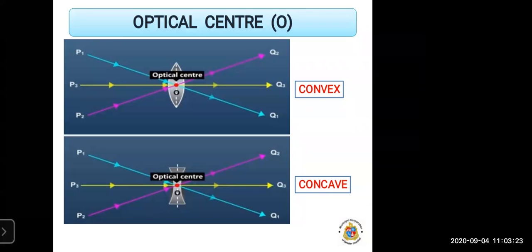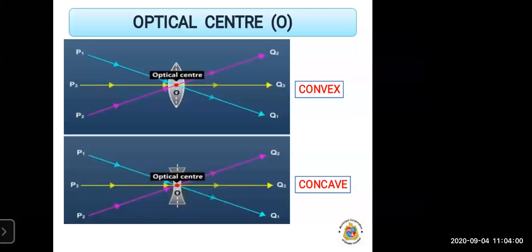Remember that the lens is a transparent medium, and here the light rays are incident on the surface of the lens. It may be a convex lens or a concave lens, but the light rays are incident on the surface of the convex lens. We will take the example of the convex lens. So the light rays incident on the surface of the convex lens, and what will happen in a transparent medium? The light rays get refracted, right? So it changes its direction.